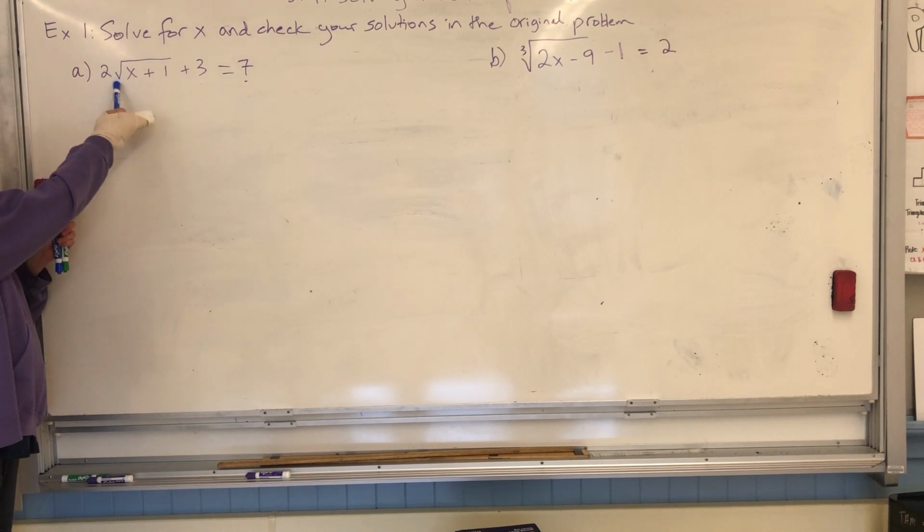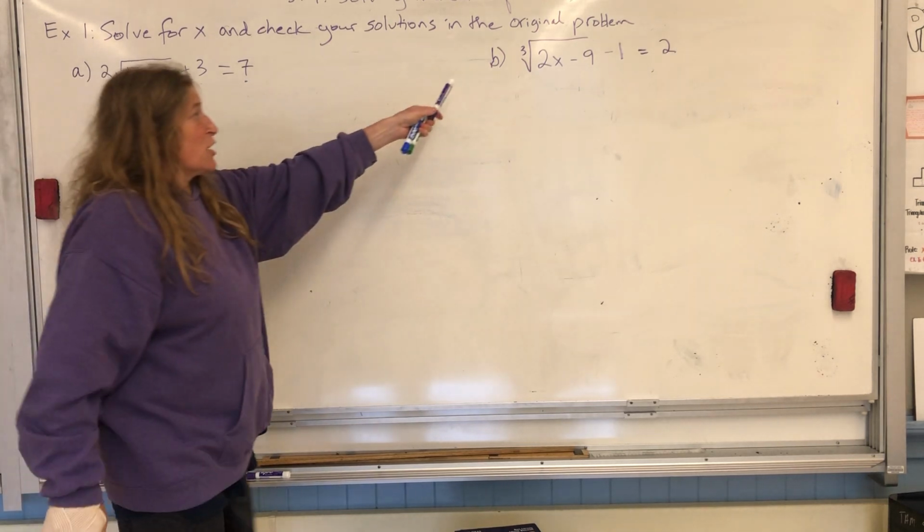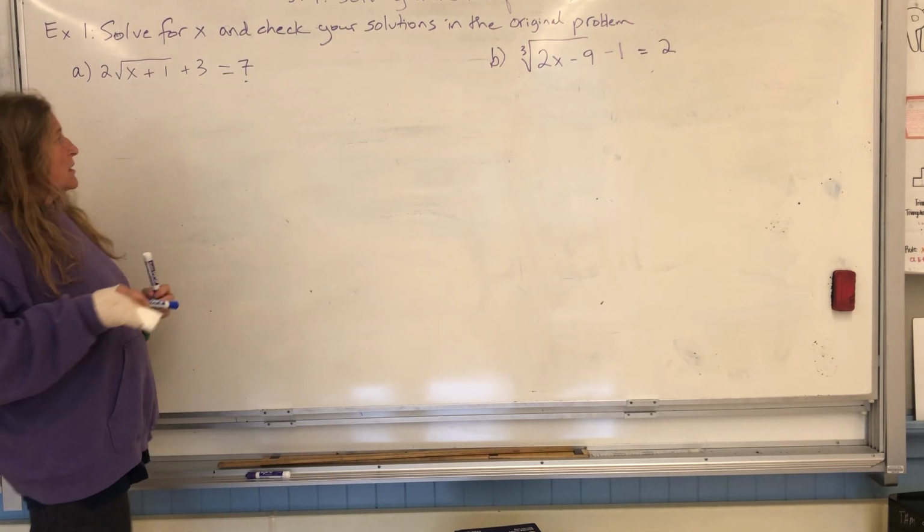Remember, the radical is just the root sign. Sometimes it's a square root like here, sometimes it's a cube root, fourth root, fifth root. We still use that little radical sign.